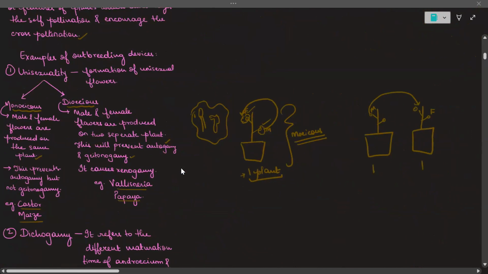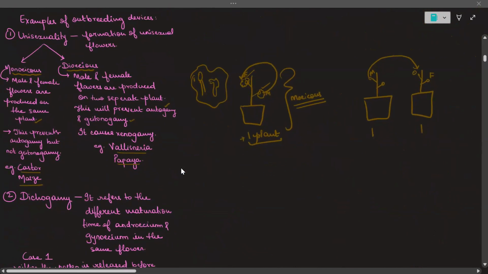You can draw the diagrams, these rough diagrams, so that you don't get confused later on.